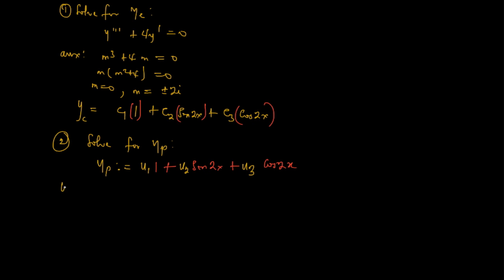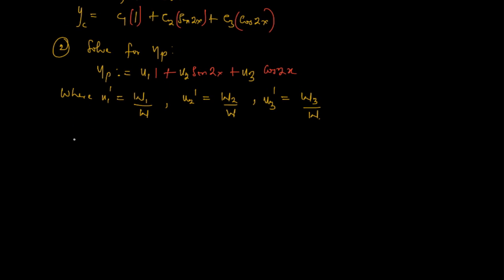And then where are u1, u2, u3? The derivative of u1 equals w1 all over w, the derivative of u2 is w2 all over w, and the derivative of u3 is w3 all over w. And then w is the Wronskian of the linearly independent functions that we have here, the Wronskian of 1, sine of 2x, cosine of 2x.